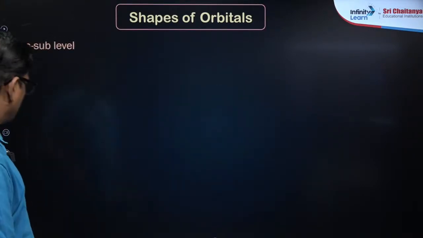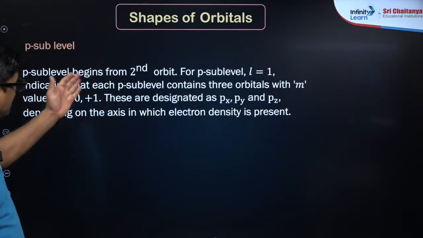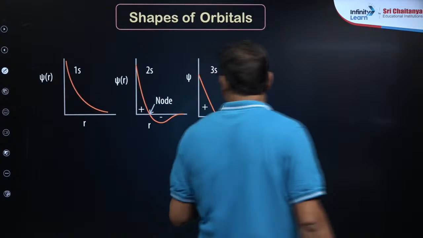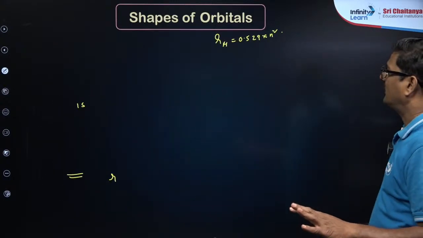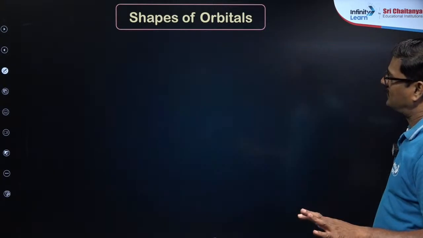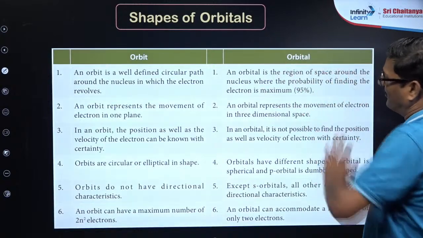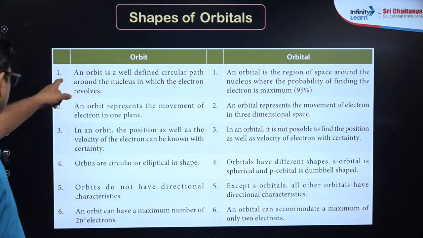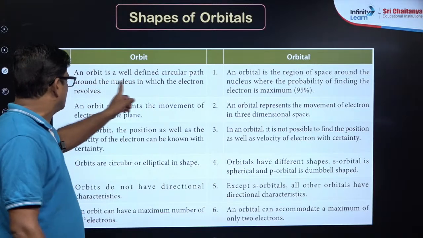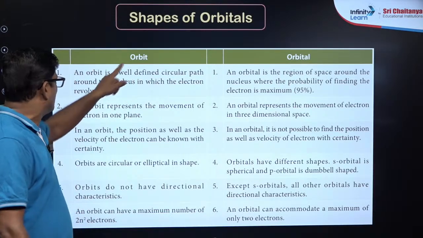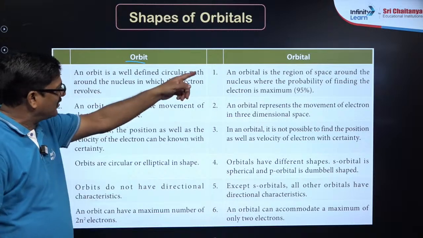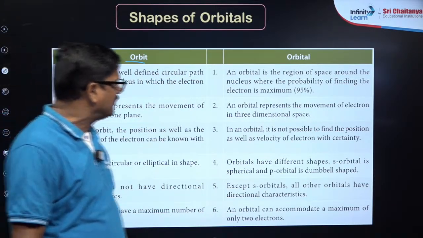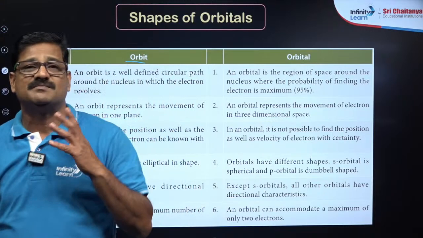And talking about p sublevel, and p sublevel begins from second orbit. What is orbit and orbital? Let us go back to this orbit and orbital. एक tabular form दिया आपको, class 10 में भी देखने वाले हैं, orbit and orbital. सो orbit इज क्या? It is a well-defined circular path around the nucleus in which the electron revolves, is called orbit, and orbital is the region or space around the nucleus where the probability of finding of electron is maximum.